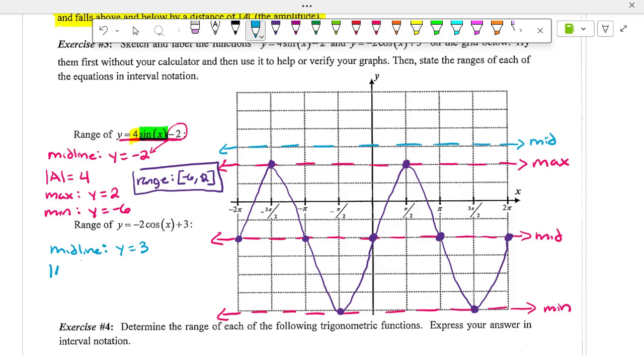Remember, take the absolute value of whatever the A value is. It's 2. So that means I'm going to go 2 up from the midline, 2 down from the midline. So where would the max be? Y equals 5. Good. 2 up from 3 is 5. So there's the max. Where's the min? 1. So it's 2 down from the midline. So right here.